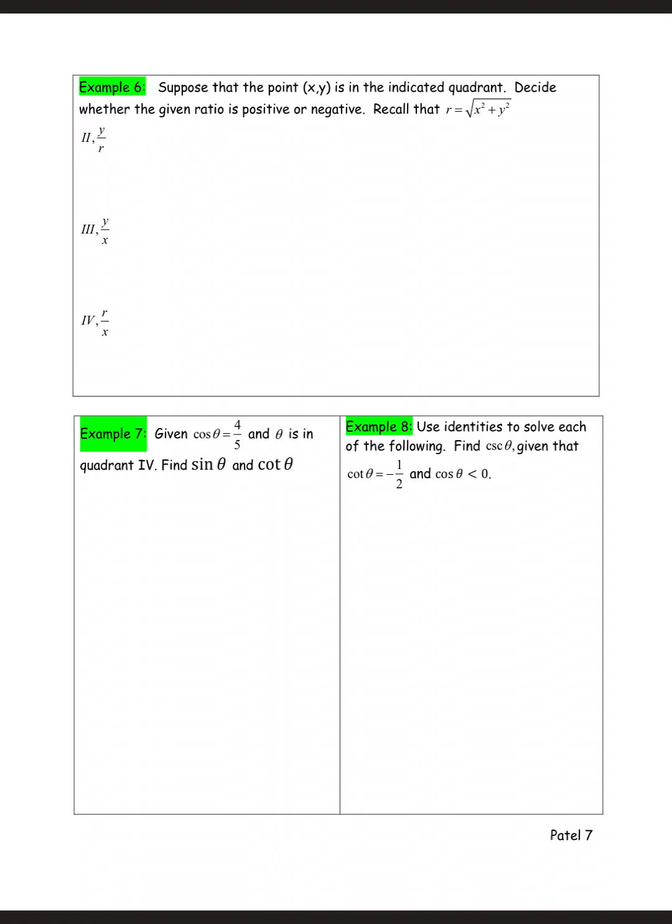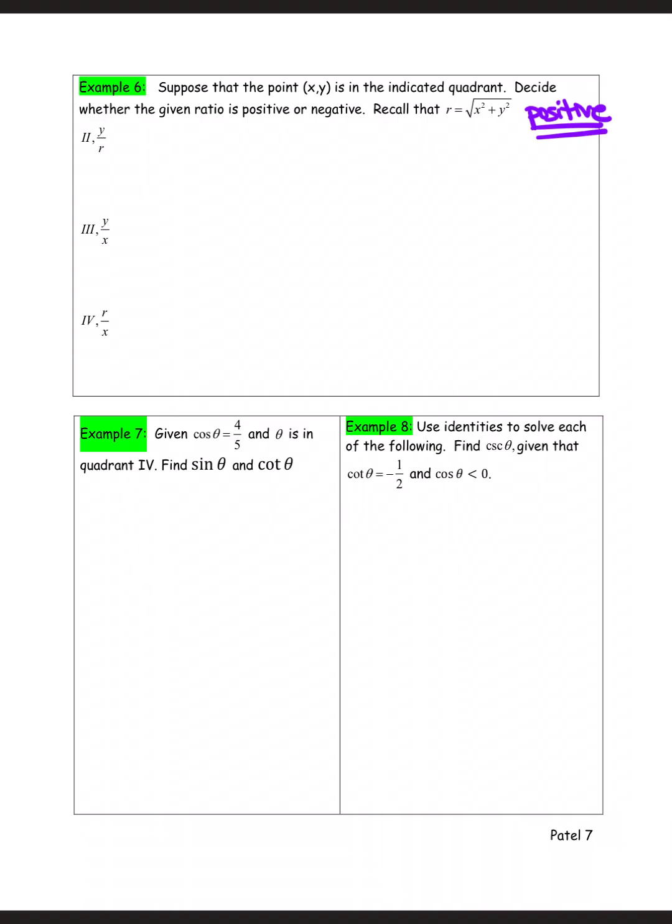Suppose that you have a point indicated in the quadrant. Decide whether the given ratio is positive or negative. So recall that r is equal to the square root of x squared plus y squared. That's distance. So r will, no matter what we talk about, always be positive. So there's not a choice for r.